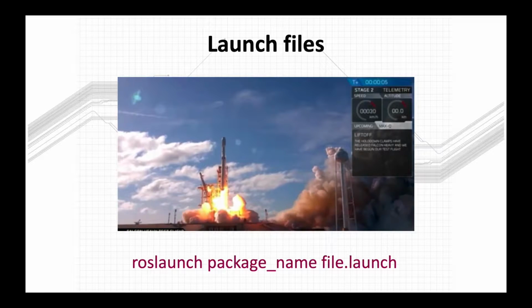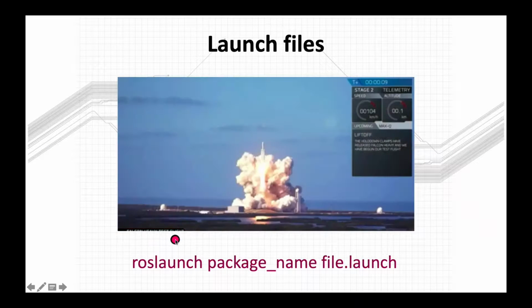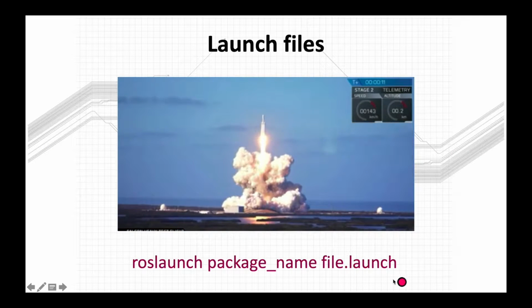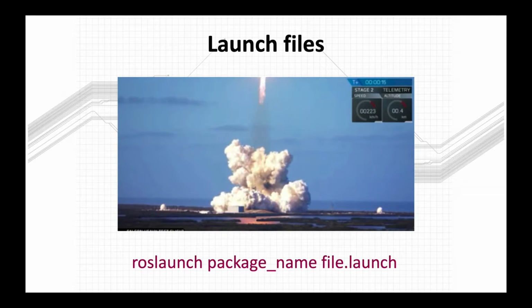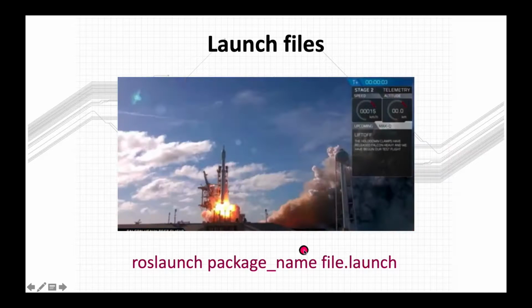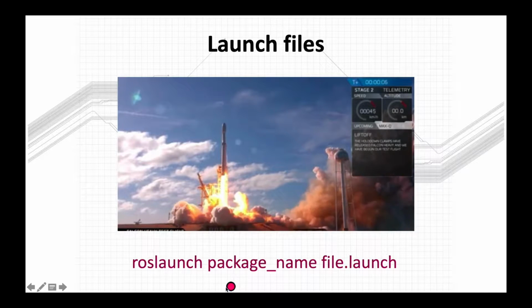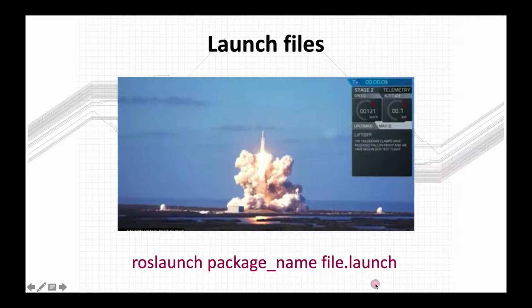And so the format of this command is simply roslaunch, name of the file, dot launch. So the file has a dot launch extension, and we have to provide the package to which it belongs as well. So I misspoke. It's roslaunch, name of the package, and then the name of the file dot launch.